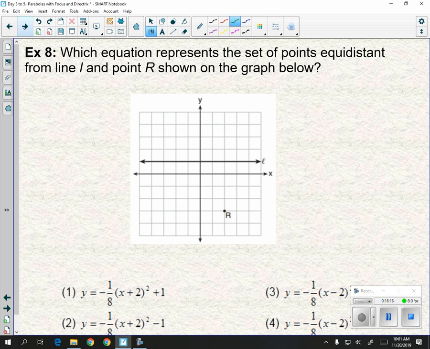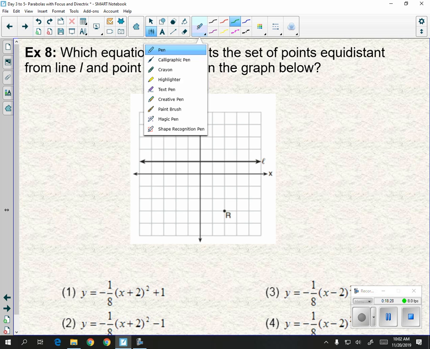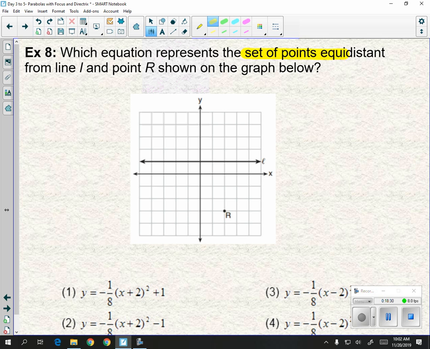Now this was a 2-point regions question, and first of all you had to know what it was asking. So this one is saying, what is the set of points equidistant from a line and a point? Just reading that, this is the definition of a parabola, right? So you should know we're talking about a parabola for which the line is the directrix and the point is your focus, not the vertex. So this right here, R, is your focus, not the vertex.